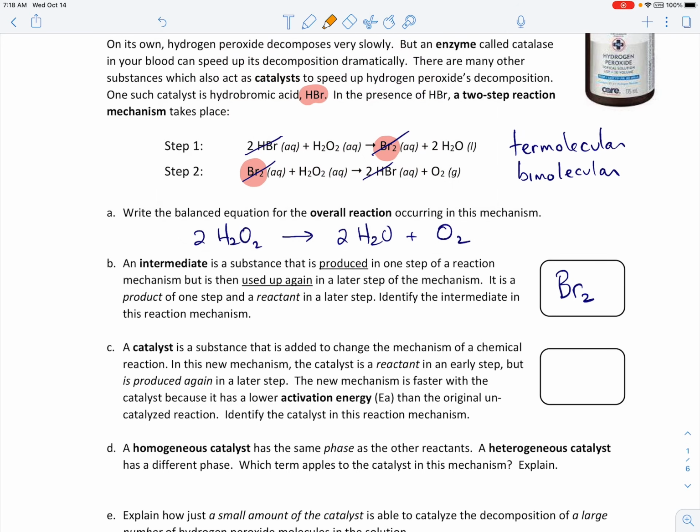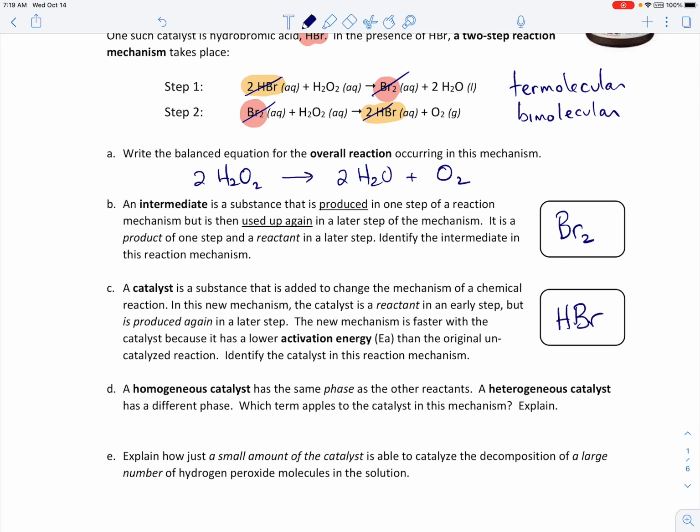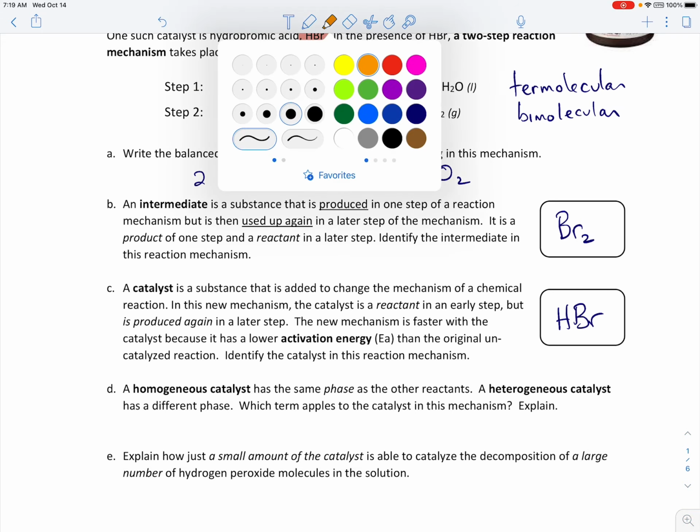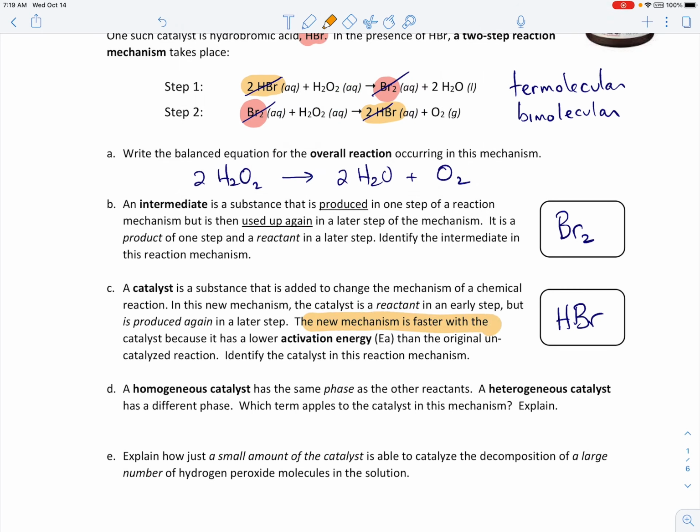So in the mechanism above, the HBr was a reactant in the first step, and it was produced again in the second step. So the HBr was the catalyst. The catalyst changes the reaction's mechanism, and in this new mechanism, this is really important to understand, the new mechanism is faster because it has a lower activation energy than the uncatalyzed reaction.